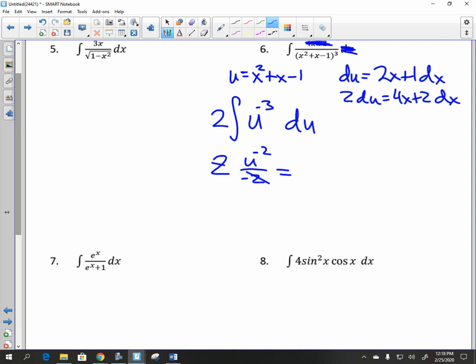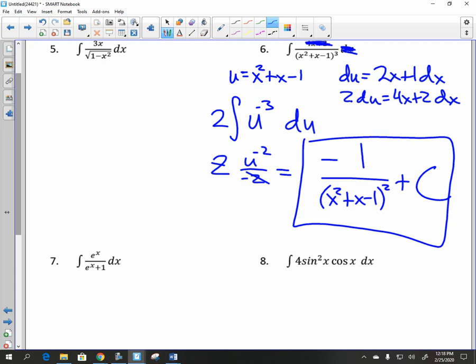The 2's cancel. I get a negative result. Negative 1 over u squared, or x squared plus x minus 1 squared plus that constant. That's that antiderivative.